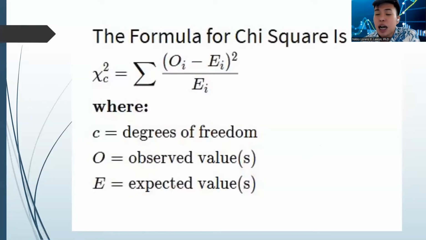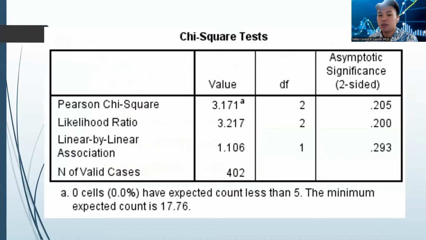Another formula you have here is the chi-square, which you can use if your data are both nominal. Again, nominal. This is the formula for chi-square. So ordinal is Spearman rank, interval or ratio is Pearson R. You can see here, we only look at this: 0.205, 0.200, 0.239.